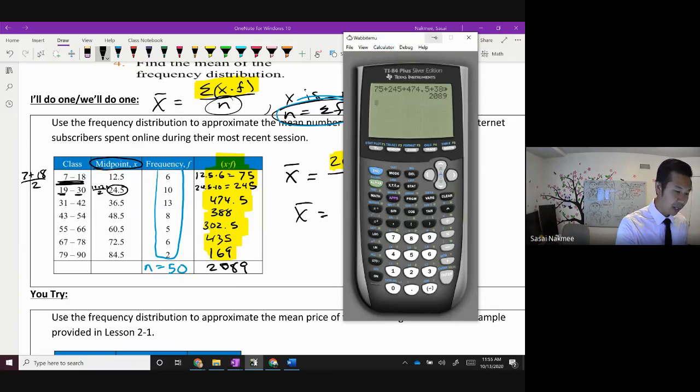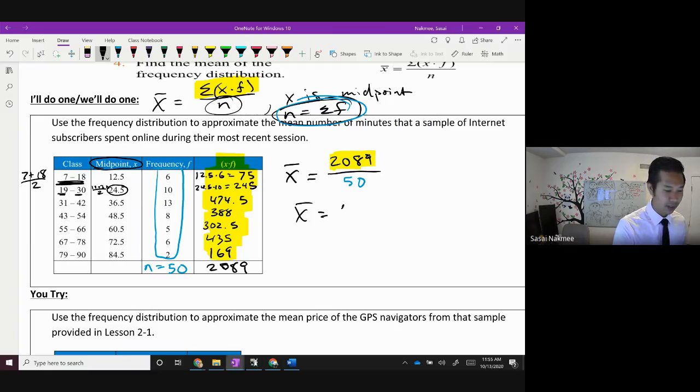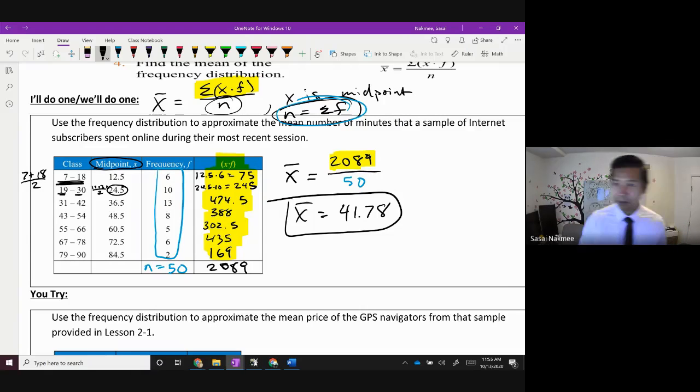You plug that into the calculator. 2,089, divide that by 50, and I get 41.78. And that's my answer. I'll give you guys a second to copy that down and put it in your notes.